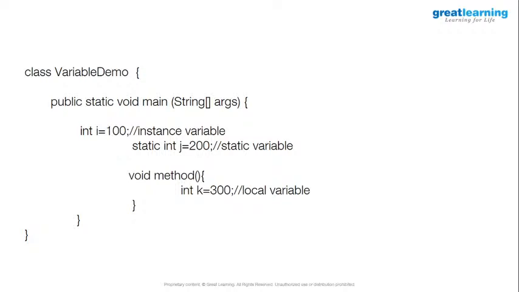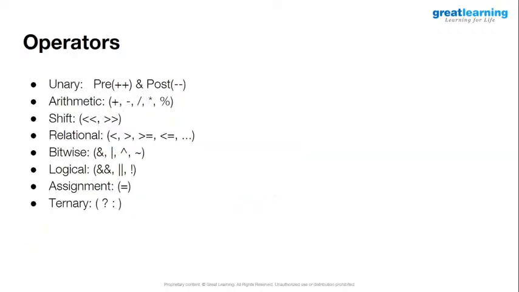Now, static is a static variable, right? We just saw this example in the main method as well. Then we have this k, it's easy, the local variable. Okay, cool. Now let's move ahead and quickly check out operators.